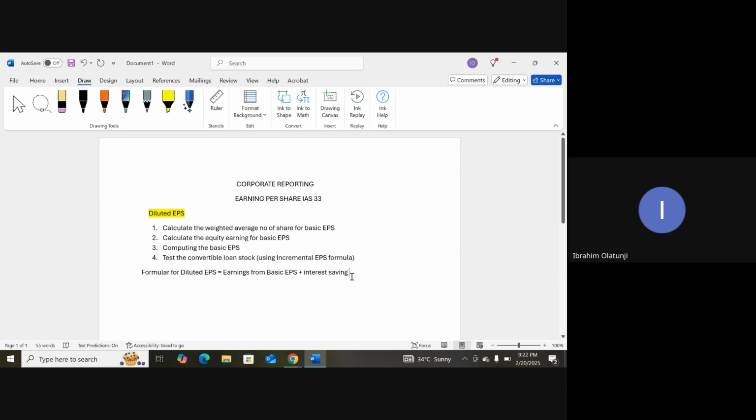Okay, I'm back. Interest savings net of tax of convertible loan stock. Let me shorten it. Net of tax convertible.